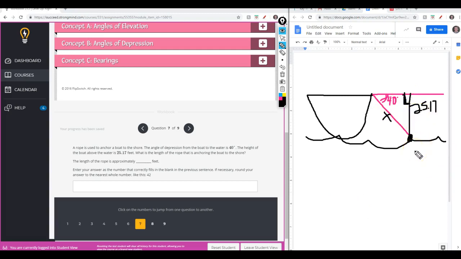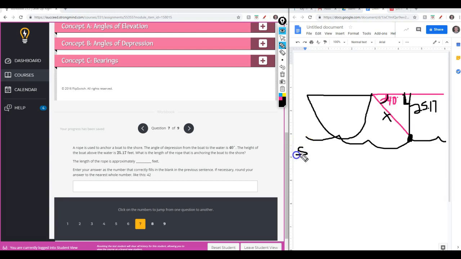Again, in a right triangle, you can use the Pythagorean theorem or trig functions. The Pythagorean theorem requires 2 known side lengths. I only have 1 known side length, so I'm not using the Pythagorean theorem. The trig functions require 1 other angle besides the 90-degree angle, which we have, and 1 known side length, which we also have. So we're going to use trig functions. Now the question is which one are we going to use?